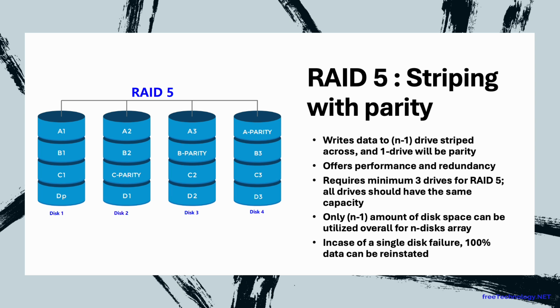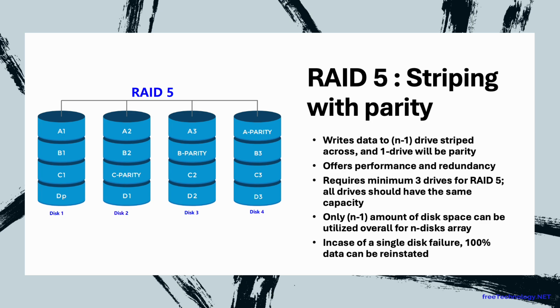RAID 5, striping with parity, is achieved with the utilization of a minimum of 3 drives, for which only N-1 amount of storage space can be utilized. RAID 5 is used for both performance and redundancy. Unlike RAID 1, it doesn't duplicate any data, but it consumes a single disk's space as parity of data. RAID 5 has both the benefit of providing recovery and better speed performance than RAID 1. In RAID 5, N-1 amount of overall disk space in the array can be utilized, compared to 50% disk utilization of RAID 1.